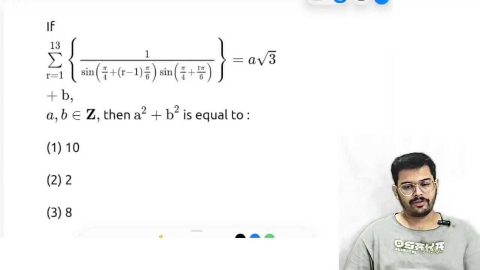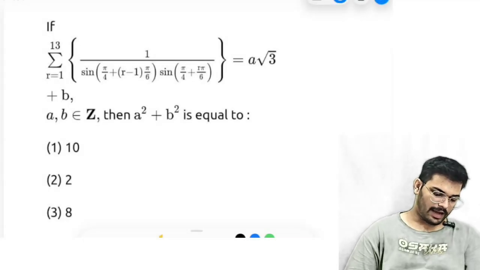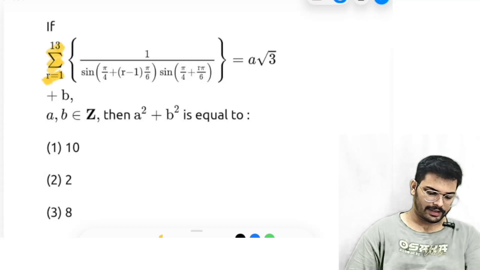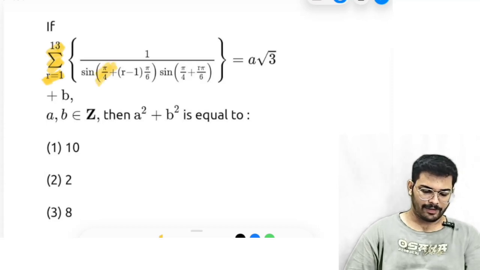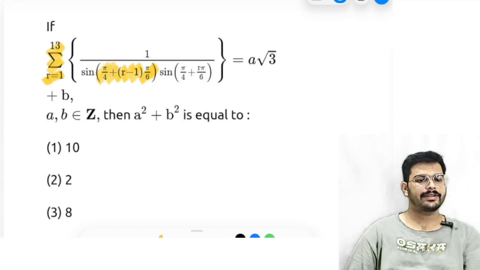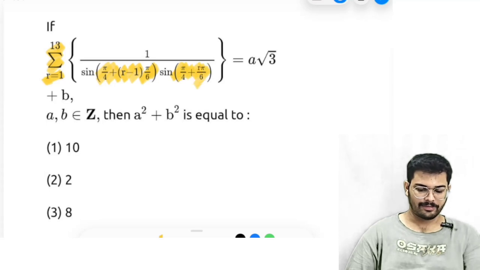In this video we will be solving this JEE question. If sigma r varies from 1 to 30, 1 by sine of (pi by 4 plus (r minus 1) pi by 6) into sine of (pi by 4 plus r pi by 6) equals a root 3 plus b.